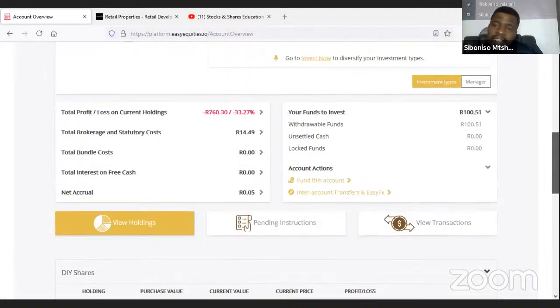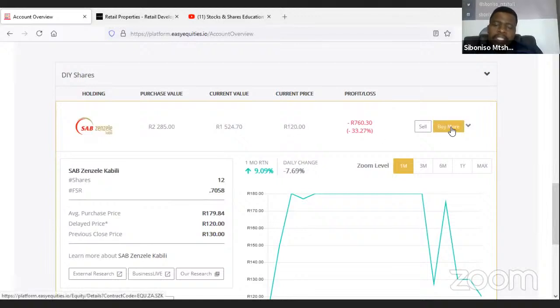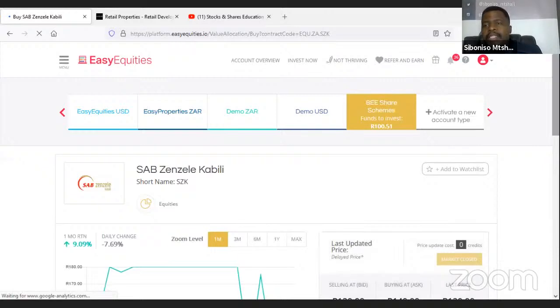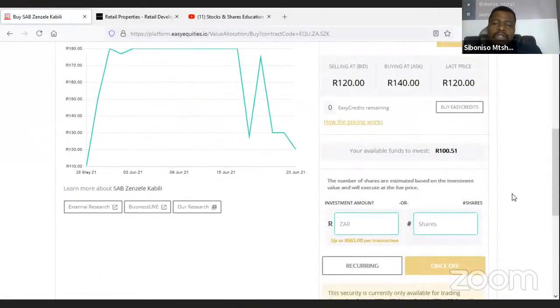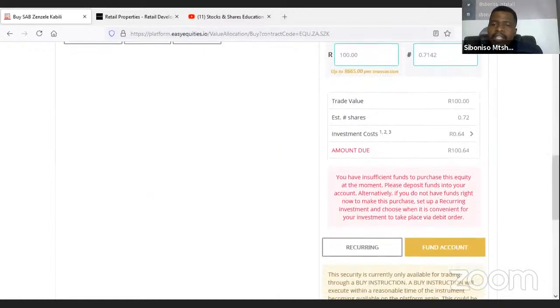So I do have 100 rand that I may expose as a form of example. So once it is added here, you can just click buy or buy more. Okay, obviously the market is closed, but I can put an order. So how much I want to spend is more like the 100 rand that I have left. And then now I'm clicking once off. So that's how you go about buying or selling any other stocks.